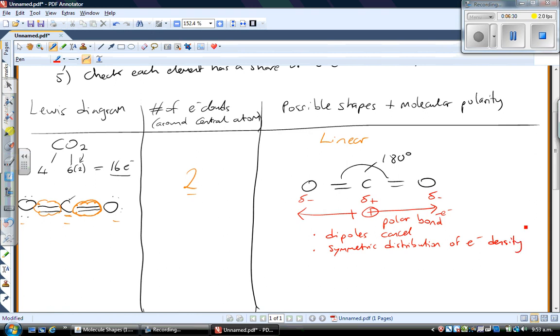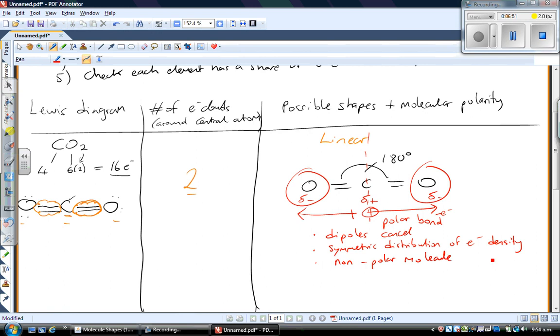So what we're saying is you have an even distribution of electron density either side of the carbon. So that's symmetry, the same on both sides. That's what it means. You could draw a line of symmetry down the middle of the molecule there. So symmetric distribution of electron density and the dipoles cancel. So as a result, this is a non-polar molecule.